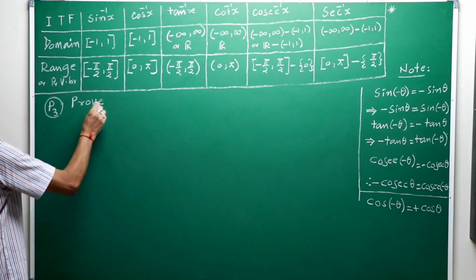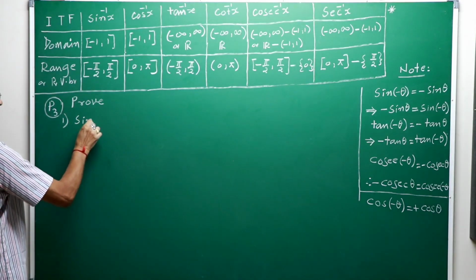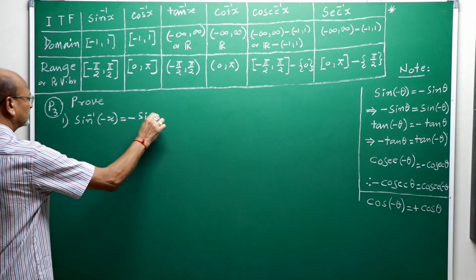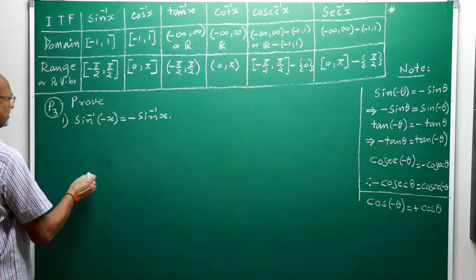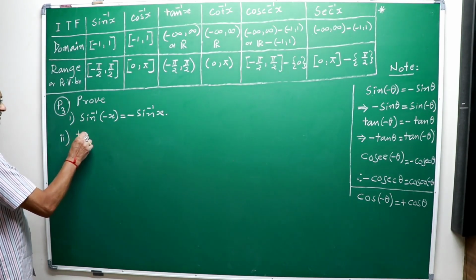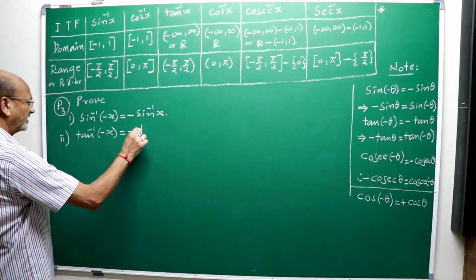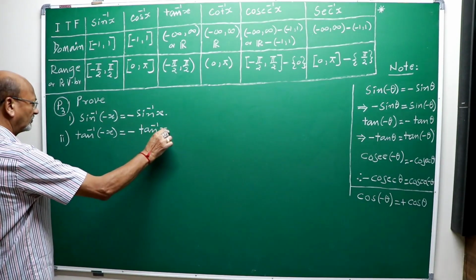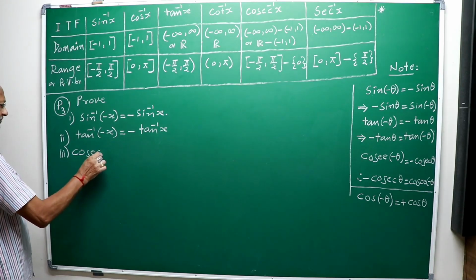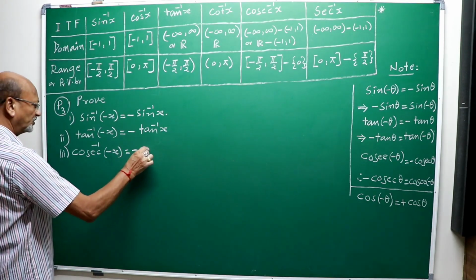Prove: 1. Sine inverse of minus x is minus sine inverse x. Second, tan inverse of minus x is minus tan inverse x. Third, cosec inverse of minus x is minus cosec inverse x.